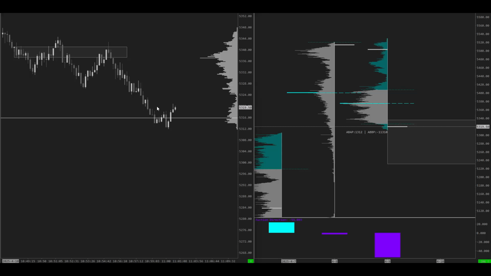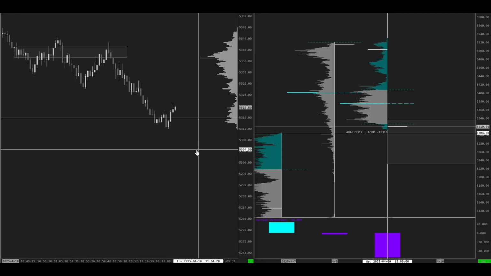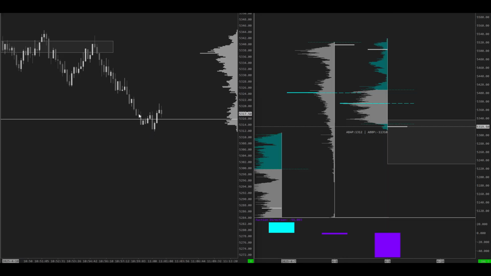I'm not really worried about these little bounces. This happens a lot when they flush it. Sometimes it'll go back up and then they take it down.